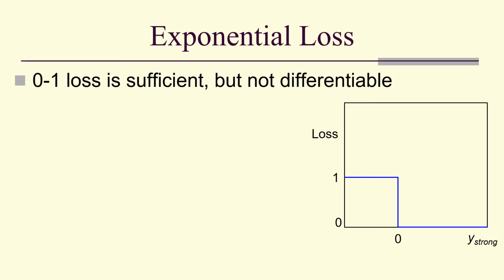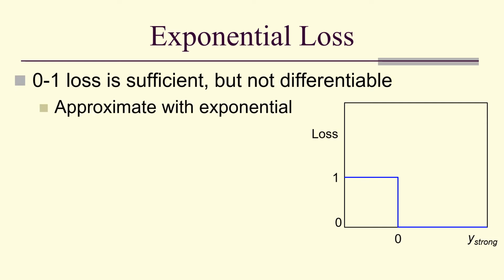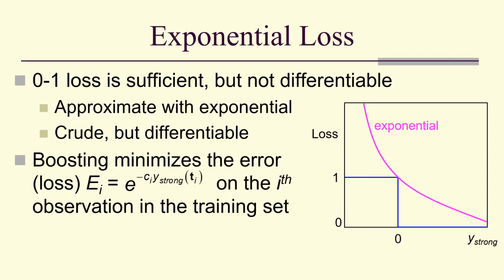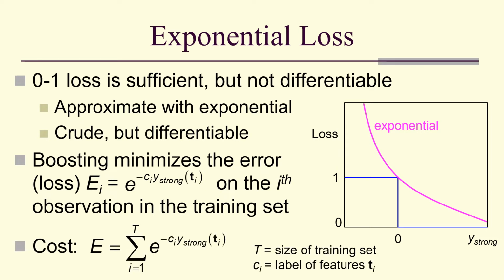So 0-1 loss is sufficient, but remember it's not differentiable. So we approximate with an exponential loss. It's crude, but it is differentiable. Therefore, boosting minimizes the loss, e to the negative c sub i y strong t sub i, on the ith observation in the training set. And the cost is the sum of the losses.